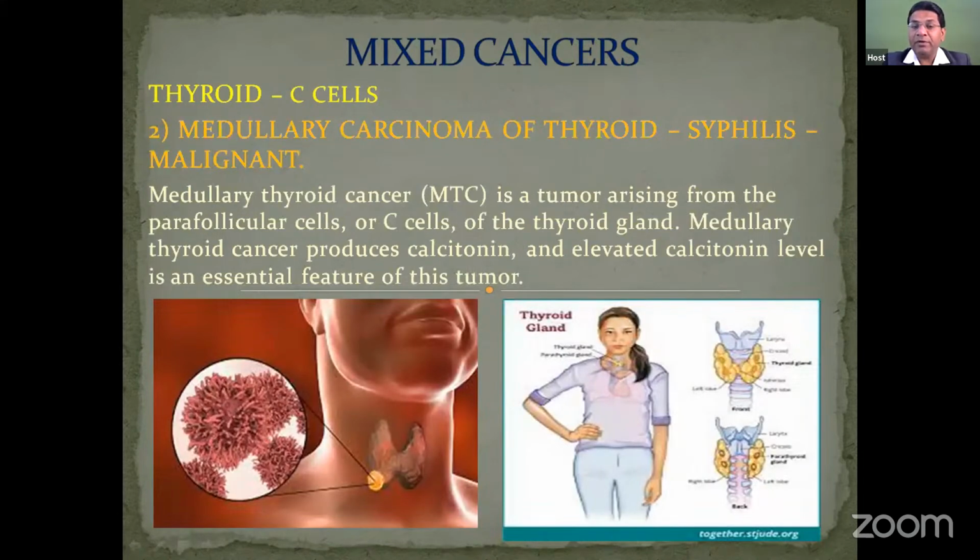So the second type, medullary carcinoma of thyroid, it is syphilitic malignant. Medullary thyroid cancer is a tumor arising from the parafollicular cells or C cells. Yes. So C cells को ही parafollicular cells भी कहते हैं of the thyroid gland. Medullary thyroid cancer produces calcitonin, and elevated calcitonin level is an essential feature of this tumor.